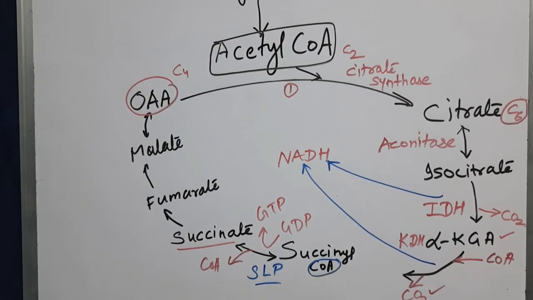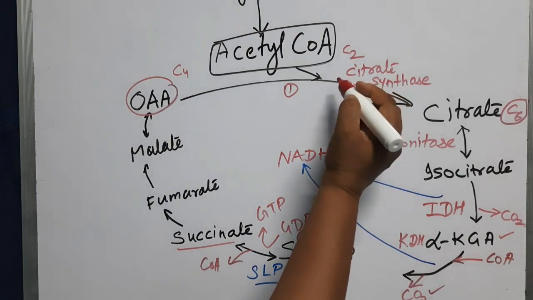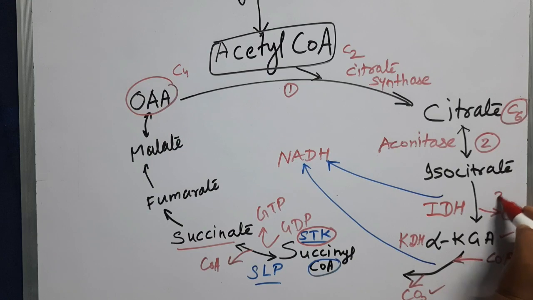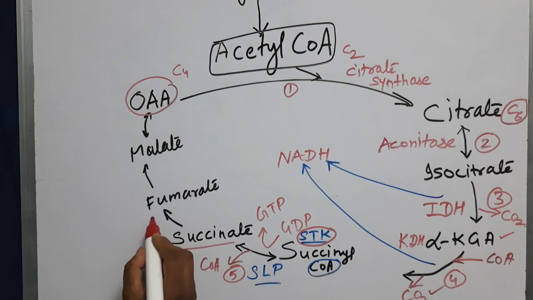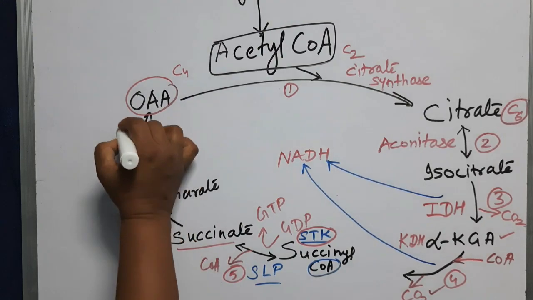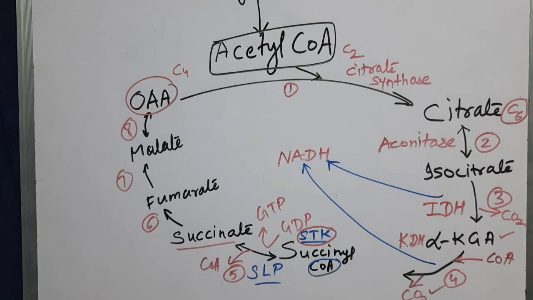Here the enzyme is a kinase, so you can call it succinate thiokinase. It has another name, succinyl-CoA synthetase. So this is our next enzyme, succinate thiokinase or succinyl-CoA synthetase. So this is our first step, second, third, fourth, fifth and sixth, 7, 8. Just 8 steps, very simple.